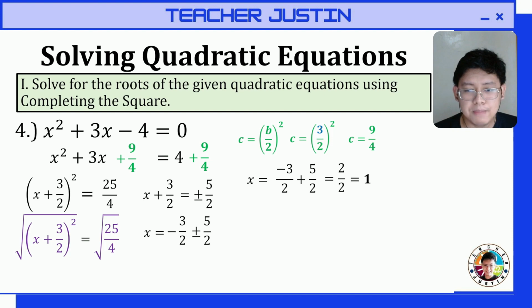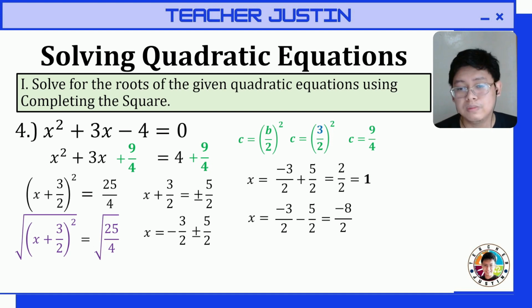Ayan. Tapos, yung isang value of x naman, it is equal to negative 3 over 2 minus 5 over 2. So, let's subtract the numerator. So, negative 3 minus 5, that will give us negative 8 over, just copy the denominator, 2. So, negative 8 divided by 2, that will give us negative 4. Tapos, meron na tayong dalawang value of x, and they are 1 and negative 4. And that's it. Ta-da!